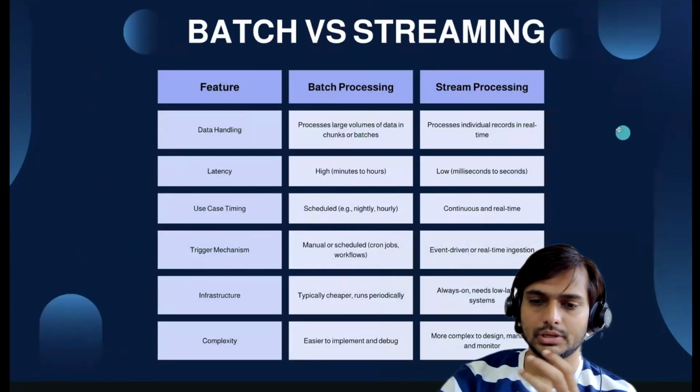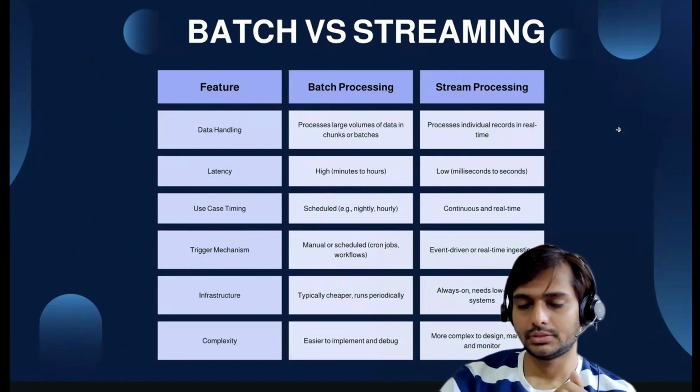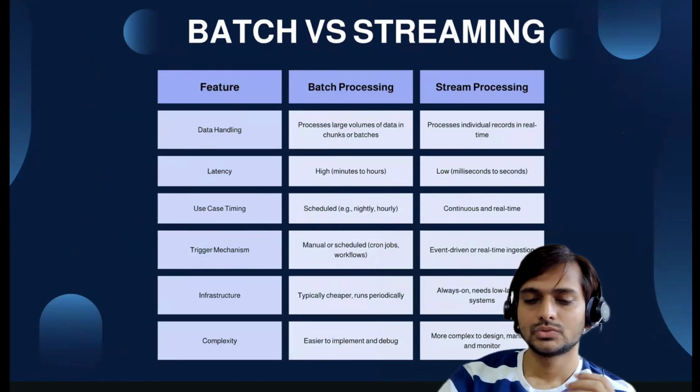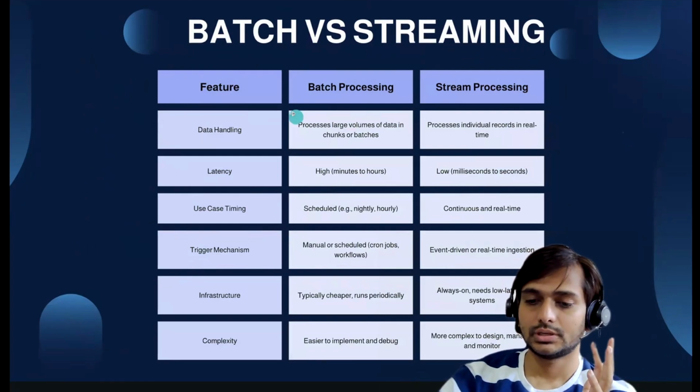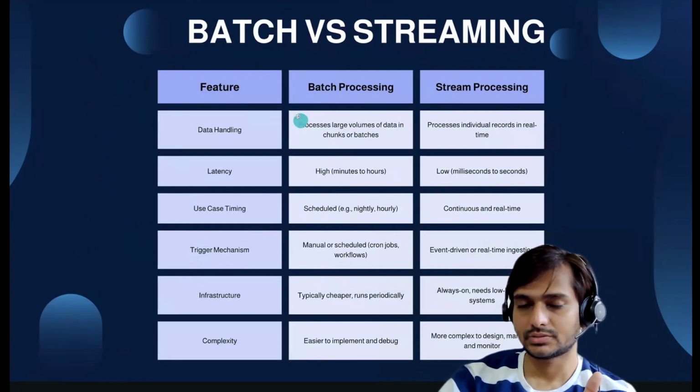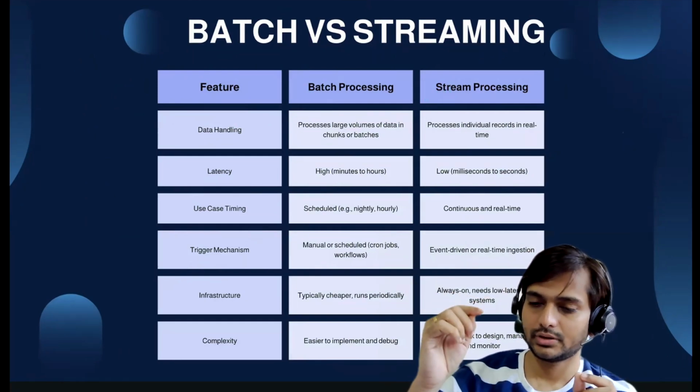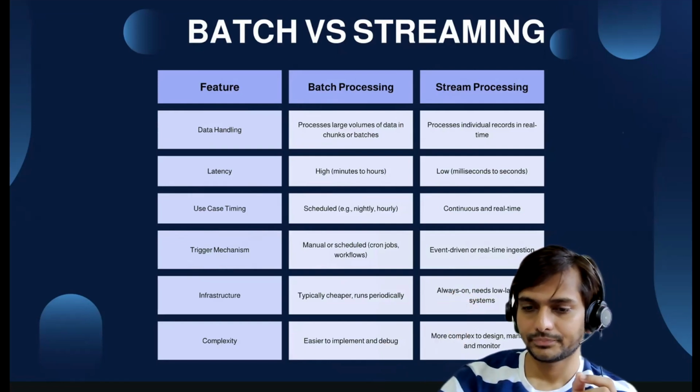Now let's compare batch versus streaming quickly, considering the features. First, data handling. Batch processing handles large volumes of data in chunks or batches, and stream processing processes individual records in real time. Each and every record is processed in stream processing as and when it comes.